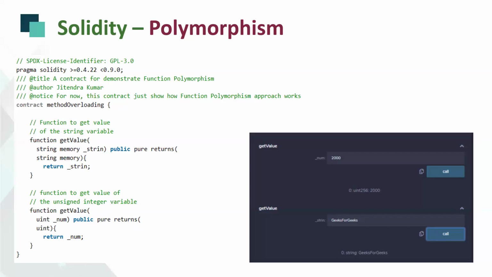So the two getValue functions here demonstrate function polymorphism, or function overloading. They have the same name but different parameter types. Depending on the type of argument passed when calling the function, the appropriate overloaded function will be executed. So overall, the MethodOverloading contract here showcases how function polymorphism works in Solidity by demonstrating two functions with the same name but different parameters.